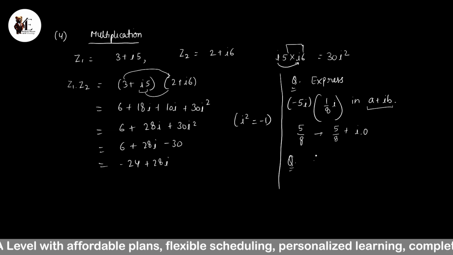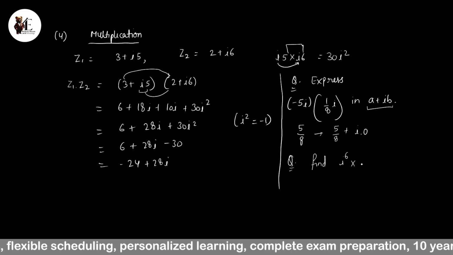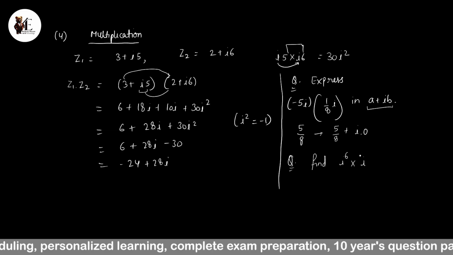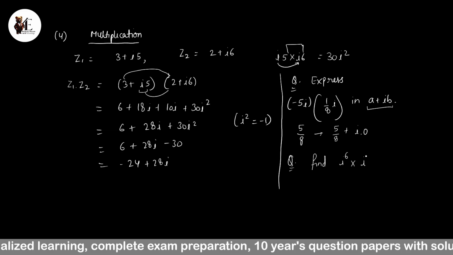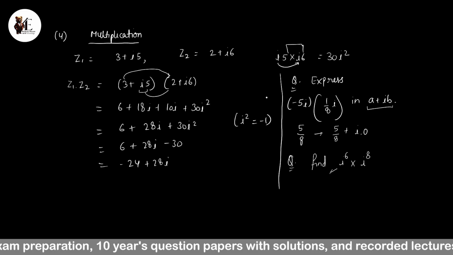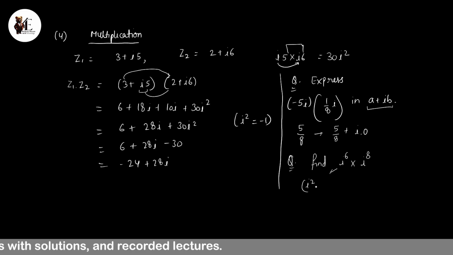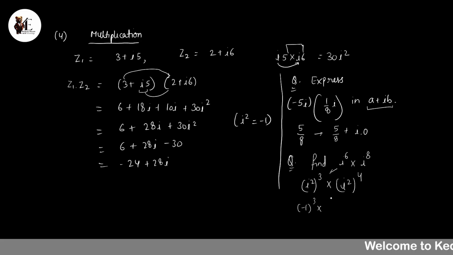Okay, the next is to find the value of i raised to the power 6 into i raised to the power 8. Okay, let's see. So i raised to the power 6, I can write this as i square raised to the power 3, multiplied by i square raised to the power 4. So i square is negative 1 raised to the power 3, and i square negative 1 raised to the power 4.